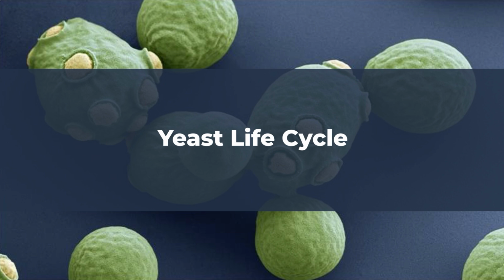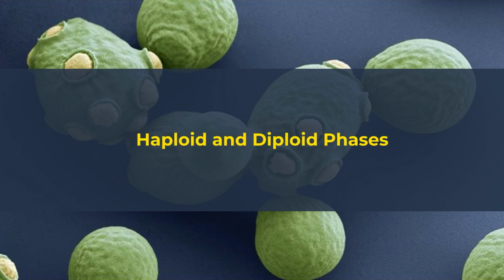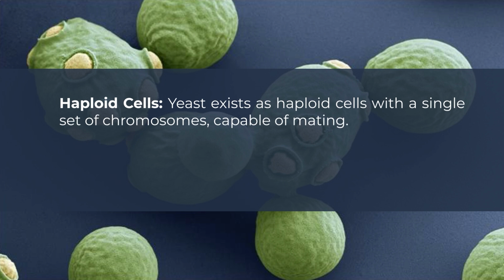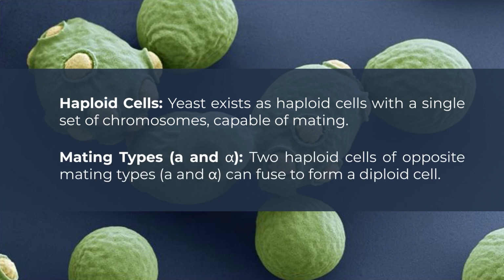It happens in two phases, haploid and diploid, and both. In the haploid phase, yeast exists as haploid cells with a single set of chromosomes, and it is capable of mating. Now the mating types, A and alpha: two haploid cells of opposing mating types A and alpha can fuse to form a diploid cell.